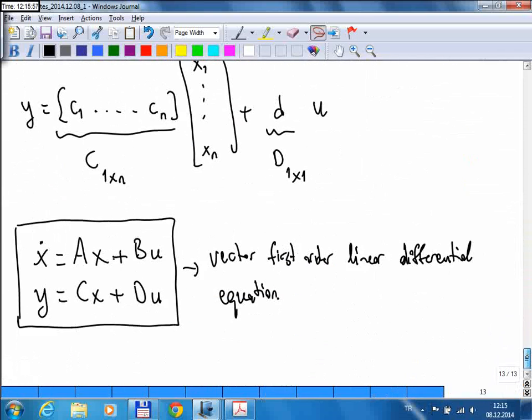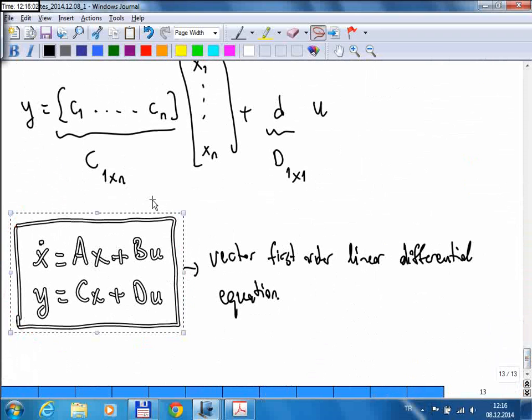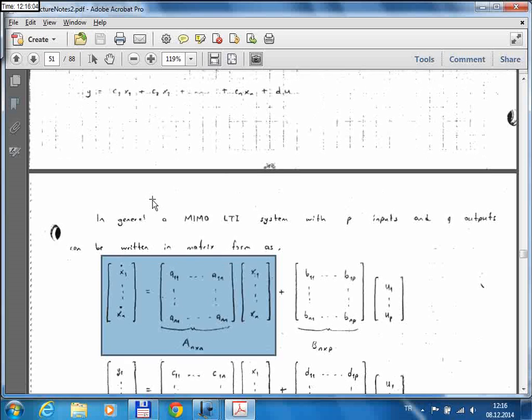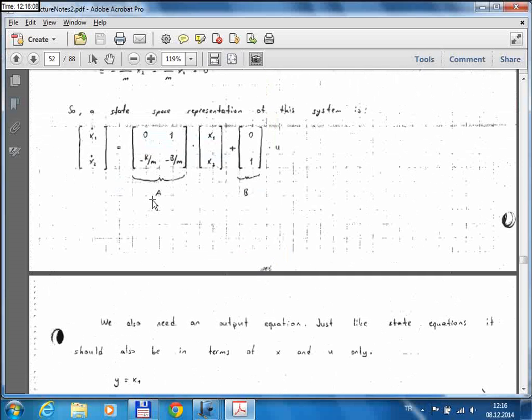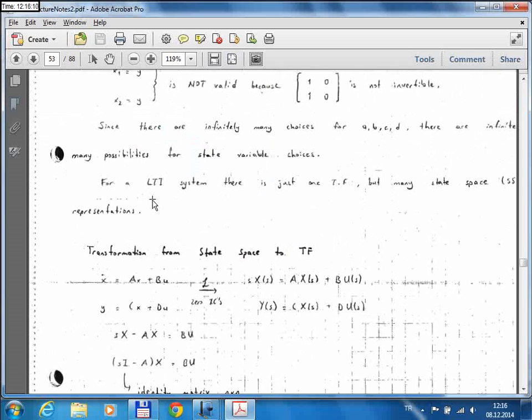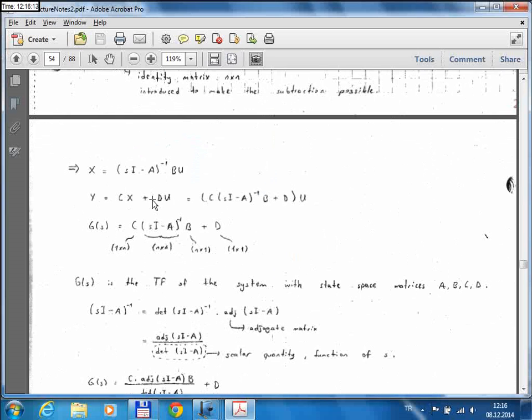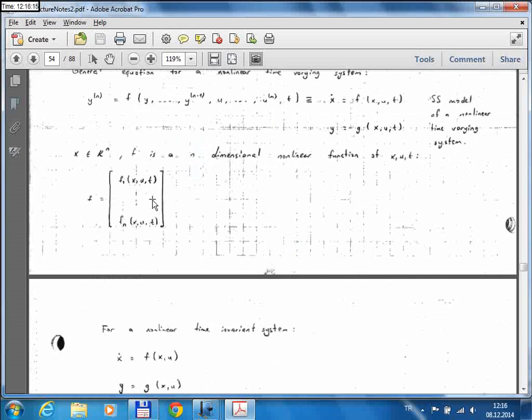So if your system is linear, the state equations turn into these equations. But if your system is not linear, then your state equations will look different. And they are all somewhere here.